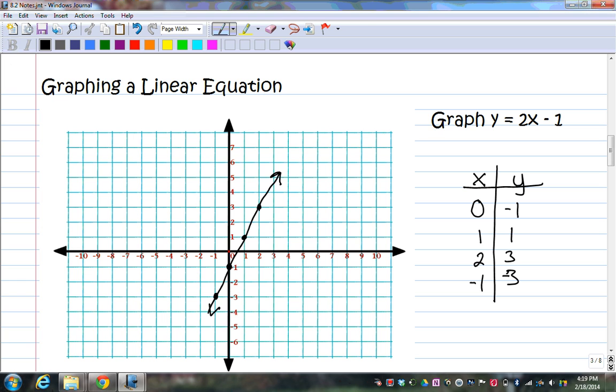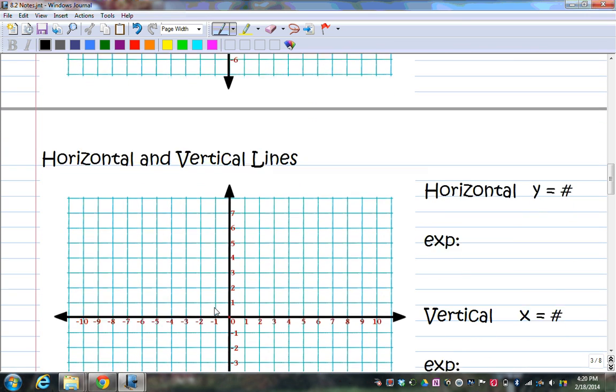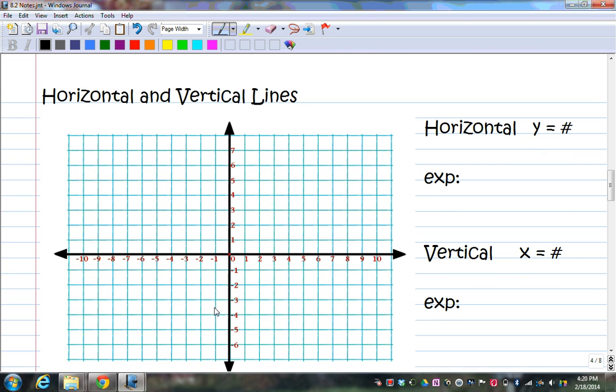All right. What about horizontal and vertical lines? Horizontal line is when you have y equals some number. So, for example, if I said y is equal to 5, what that means is it doesn't matter what the x value is. If x is 4, y is still 5. If x is negative 4, y is still 5. If x is 0, y is still 5.